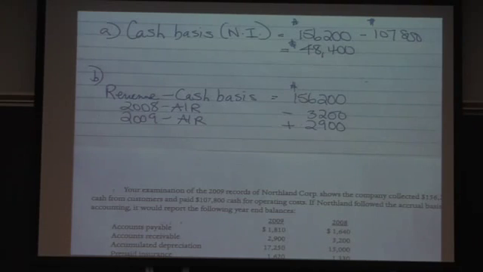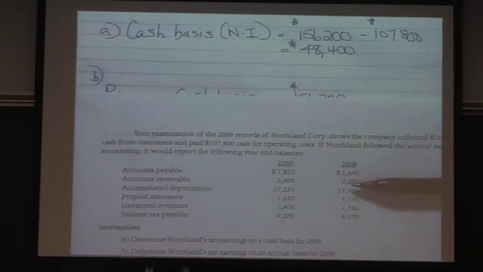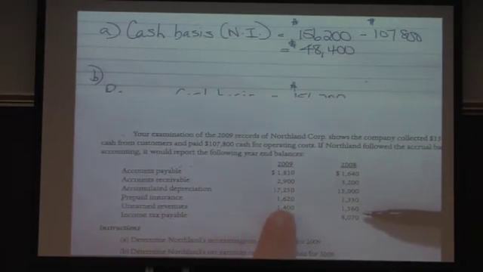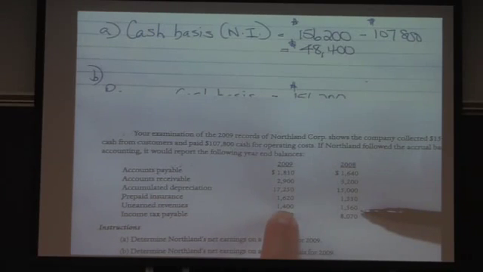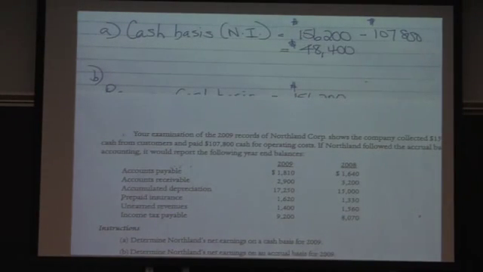Okay? Now, what other accounts affect revenue? So if I go through the list of accounts, I can see that unearned revenue is another example of a balance sheet account that affects revenue. In this case, we can see that unearned revenue, $1,560, was the balance in 2008, and $1,400 was the balance in 2009.